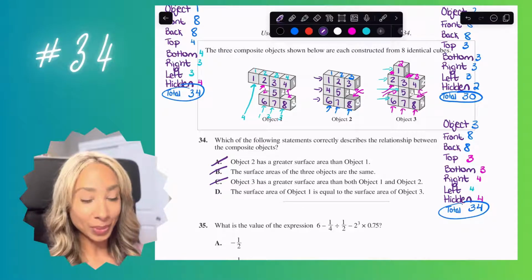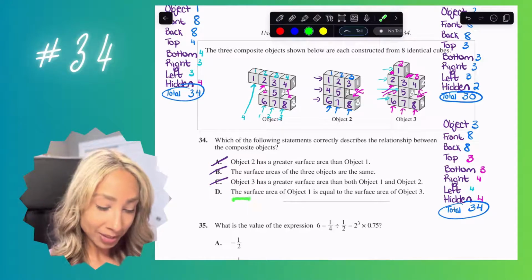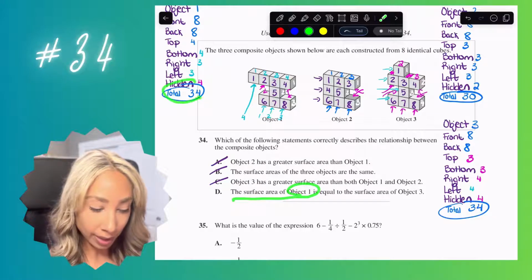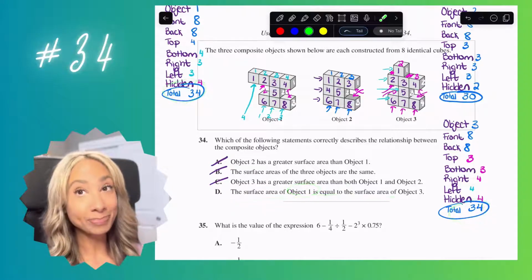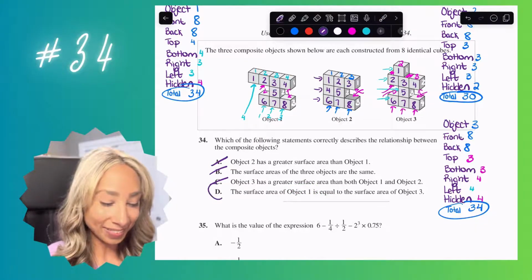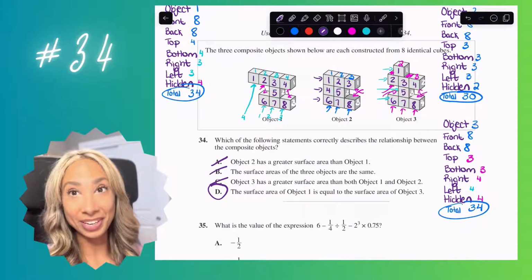So that does leave us with option D. Let's verify. The surface area of object 1 is equal to the surface area of object 3. I'm liking that one. So that is definitely going to be our answer for question number 34.